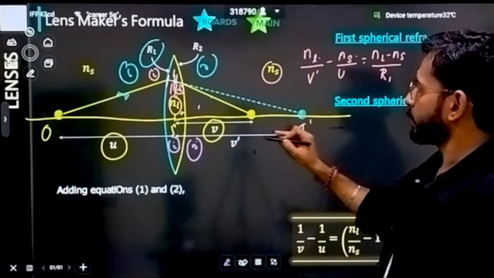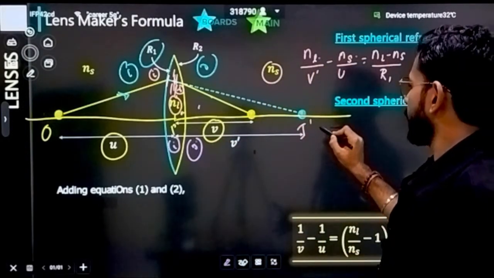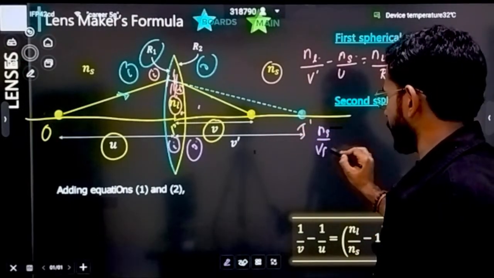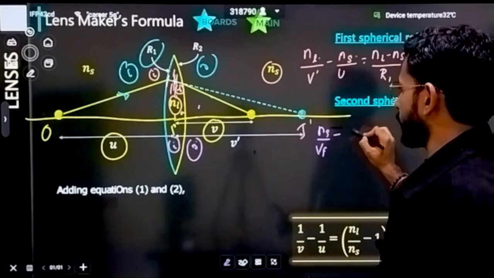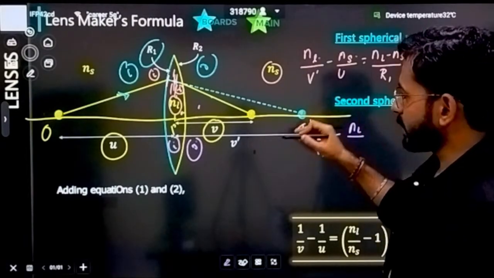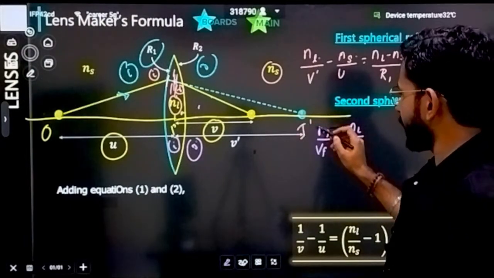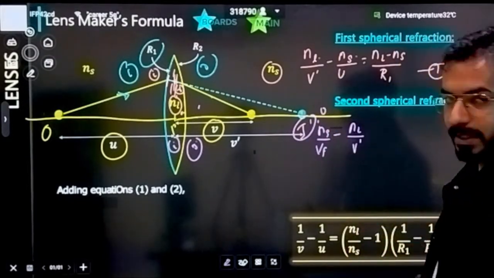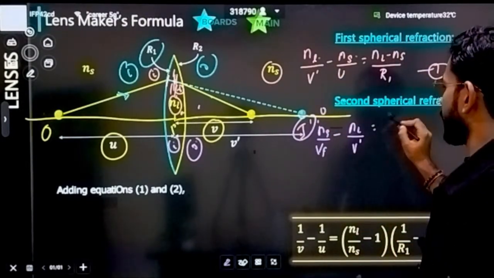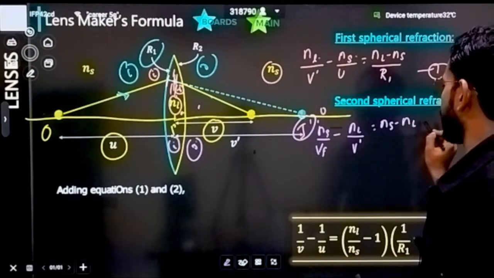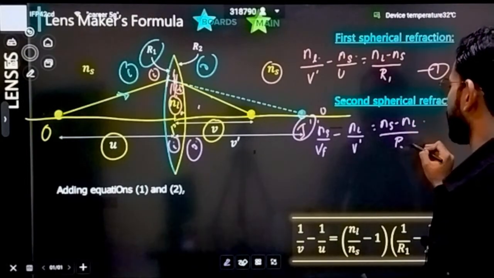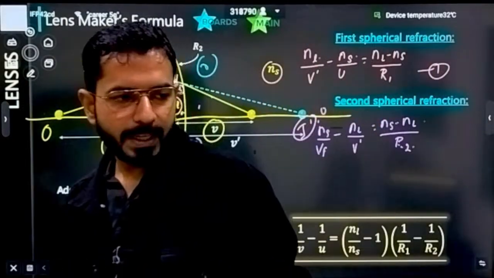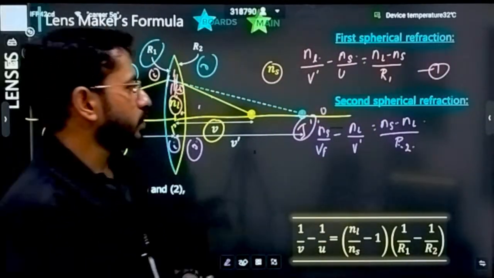Now tell me how I will write the equation. NR, that means refractive medium. I will write Ns divided by final position of image V final, minus of incident medium, which is N of lens, divided by the position of object. Now can you say this I dash will behave like an object? The distance that I have taken for this is V dash, equal to Ns minus NL divided by R2. Clear?